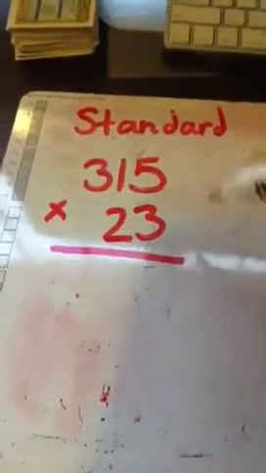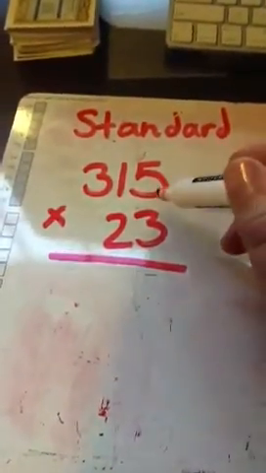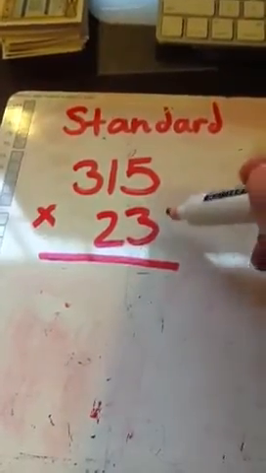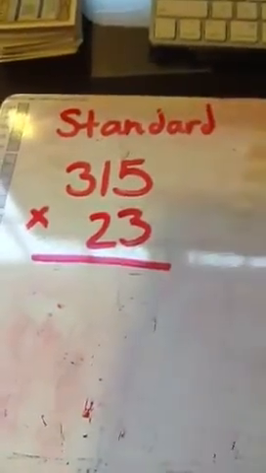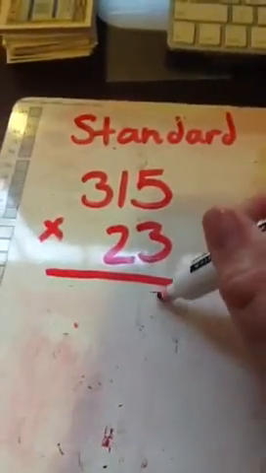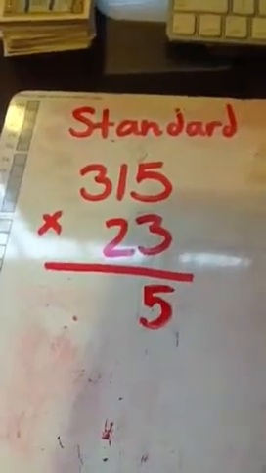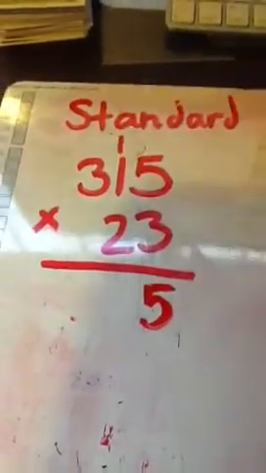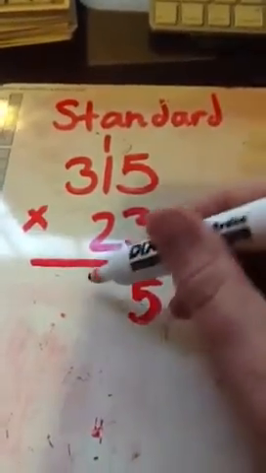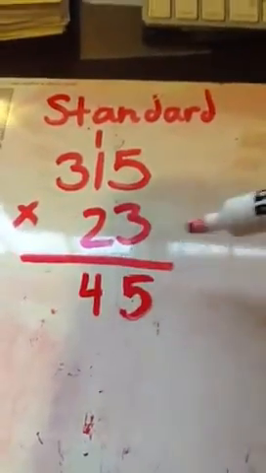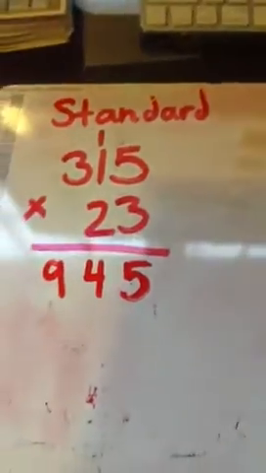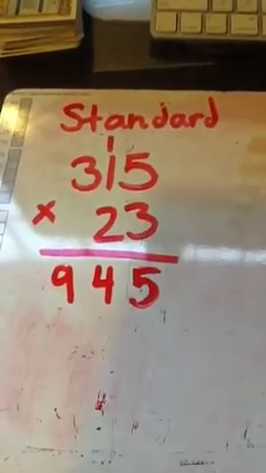So the 315 times 23, we're going to take the ones number, the 3 here first, and multiply it by the 3-digit hundred number, the 315 up at the top. So we're going to go 3 times 5 is 15. We're going to put down our 5 for our ones, carry our tens. So we have 3 times 1 is 3, plus that 1 is 4. And then we have 3 times 3 is 9. So we have 945 for our first thing.